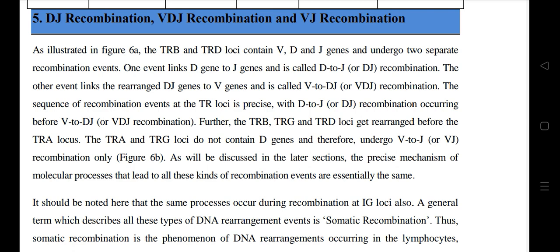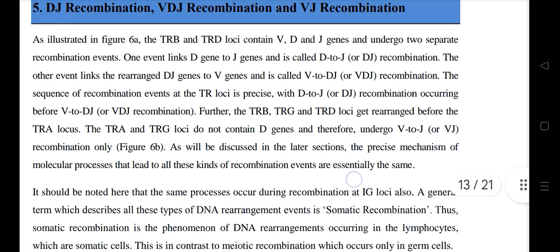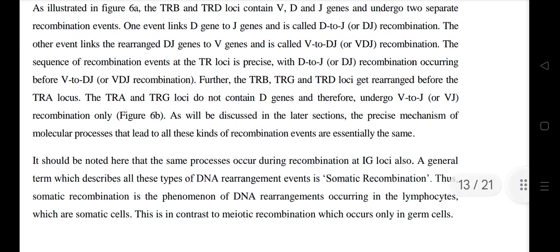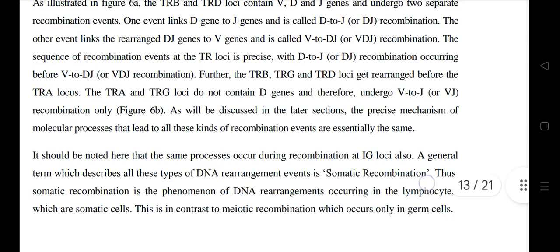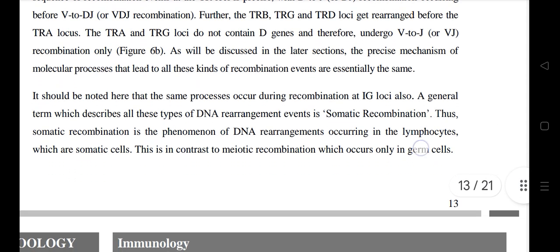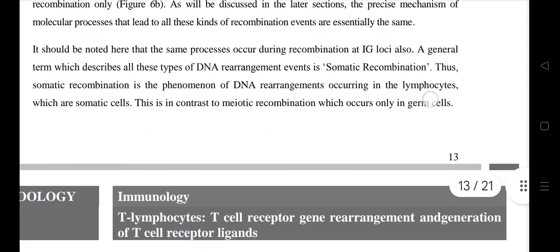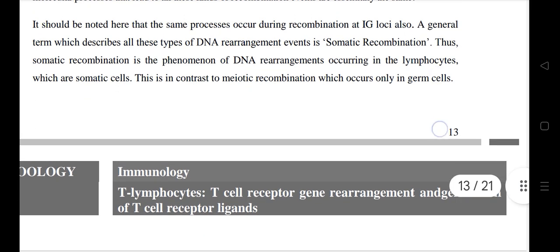As we will discuss in the later sections, the precise mechanism of molecular processes that lead to all these kinds of combination events are essentially the same. It should be noted here that the same process occurs during recombination of Ig loci also. A general term which describes all these types of DNA rearrangement events is somatic recombination. Thus, somatic recombination is the phenomenon of DNA rearrangements occurring in the lymphocytes, which are somatic cells. This is in contrast to meiotic recombination, which occurs only in germ cells.